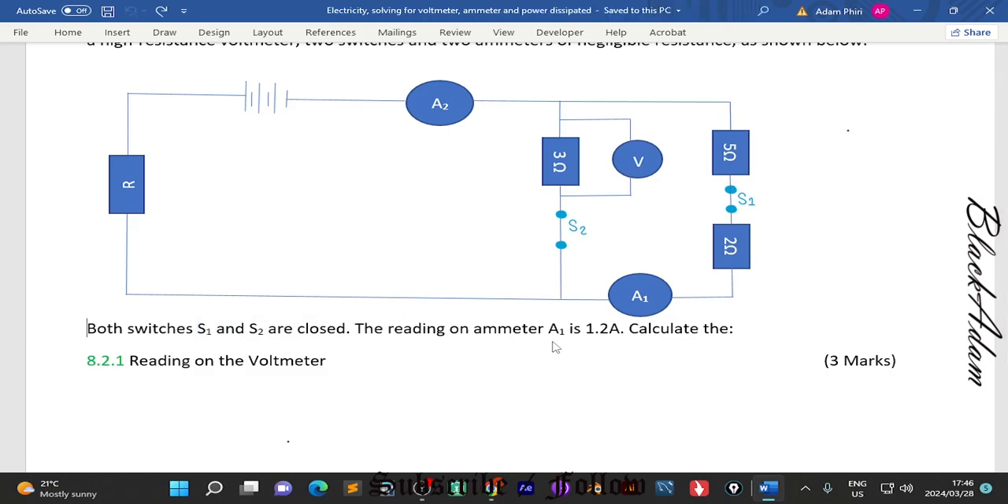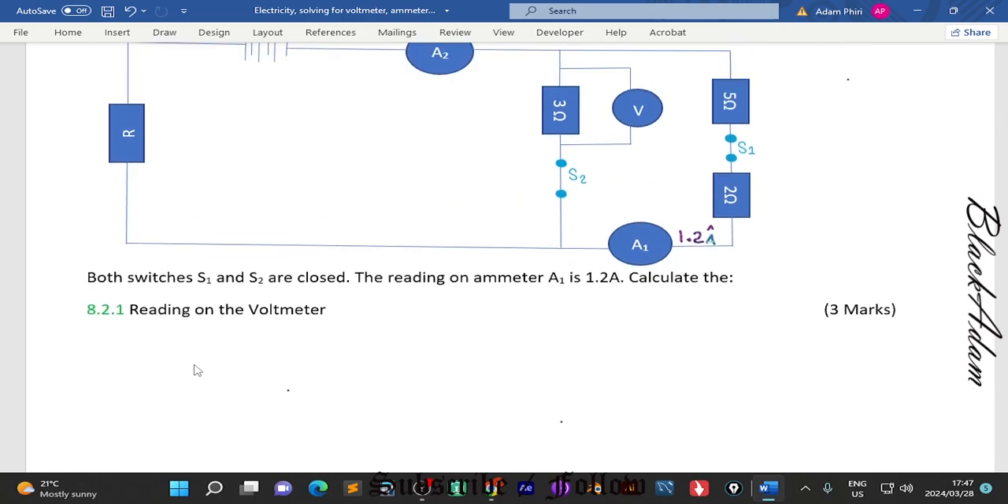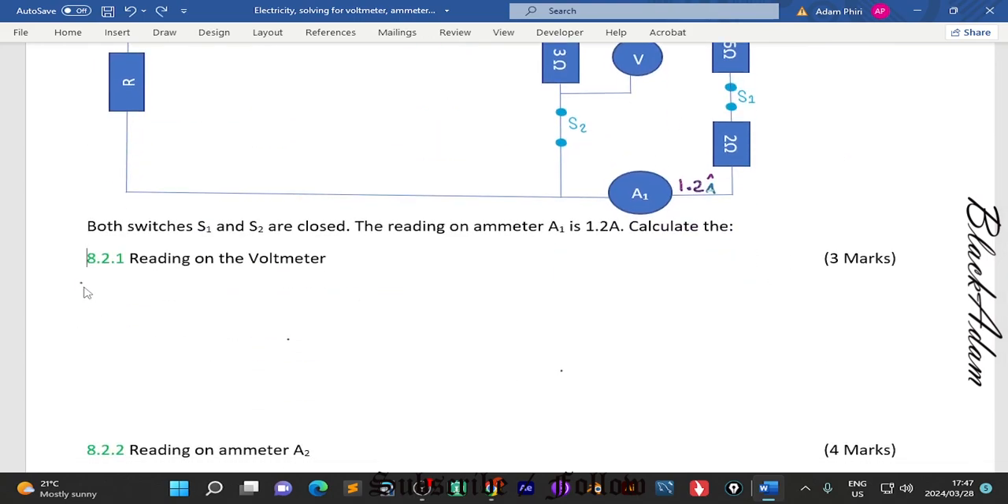Switch 1 and 2 are closed, and A1 is 1.2 ampere. So that's the current going in that direction. Okay, and then we are required to find the reading on the voltmeter. We only have 1 voltmeter, so that's the voltage at the 3 ohm resistor. You must specify where the voltage is.